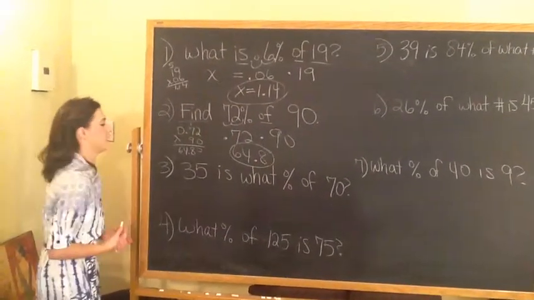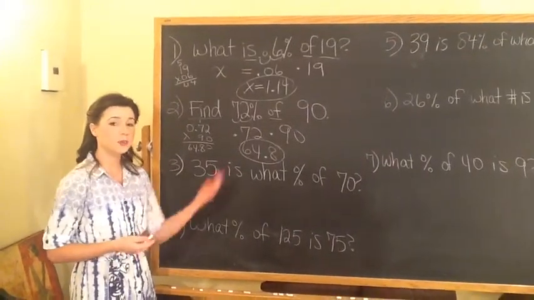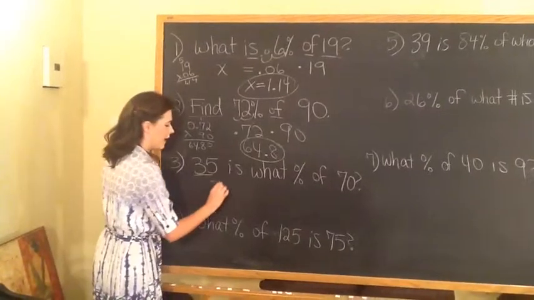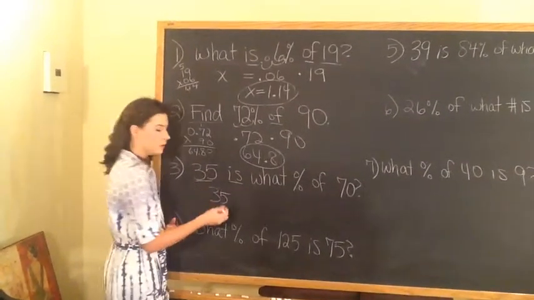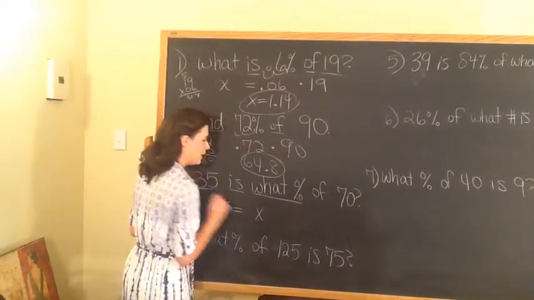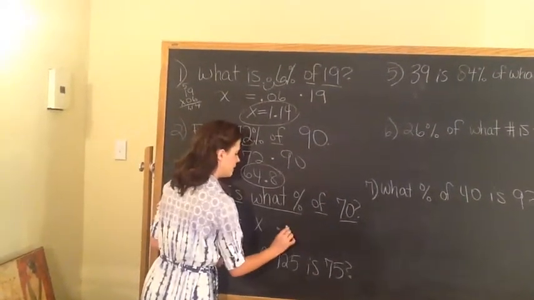Alright, let's look at number 3. It says 35 is what percent of 70? We're going to take it word by word. We have 35, and is means equals, so 35 equals what percent, which we don't know. Of means multiply, so we're going to multiply, and then 70.